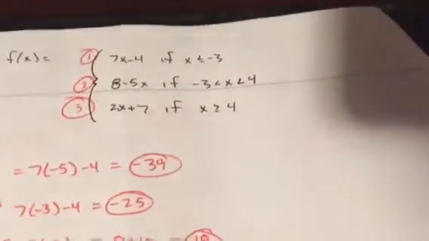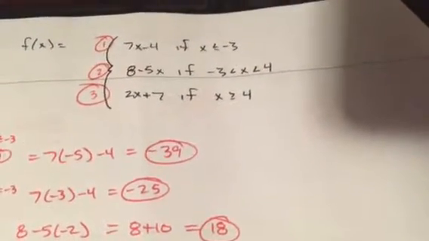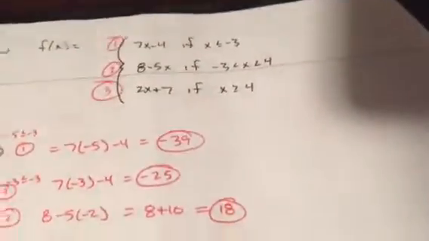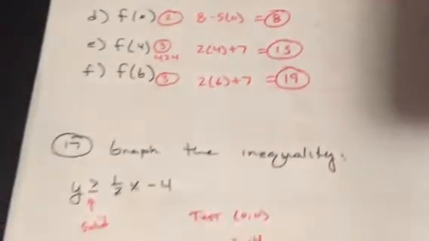Lastly, 4. 4 would go in the third equation because x is allowed to be 4. It says greater than or equal to 4. And also plug 6 into the last equation. It is bigger than 4. All right, those are your two answers for E and F.